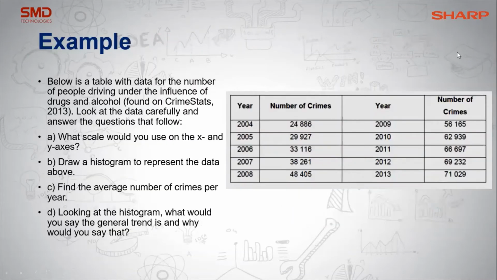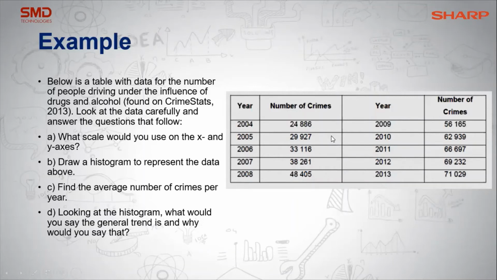So here's an example. Below or to your right is a table with data from the number of people driving under the influence of drugs and alcohol found on crime stats in 2013. So this is from a Maths at Sharp worksheet, just by the way. So look at the data carefully and answer the questions that follow. What scale would you use on the X and the Y axes?